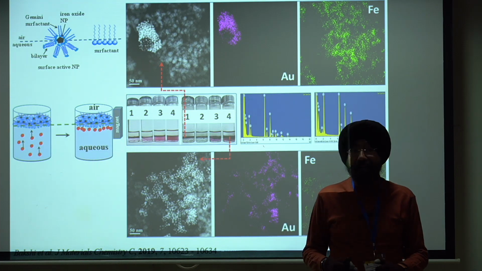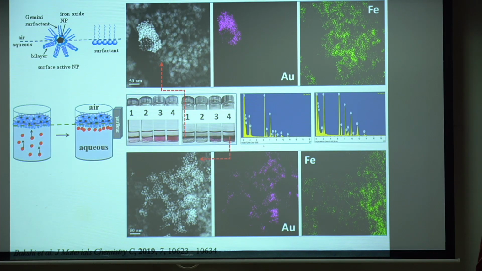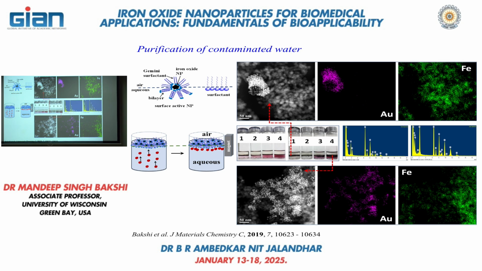So this unique kind of molecular arrangement of the Gemini surface active molecules will make the whole entirety of the particle surface active. So you see that they are arranged at the interface over here, and the particles over here, here and here.